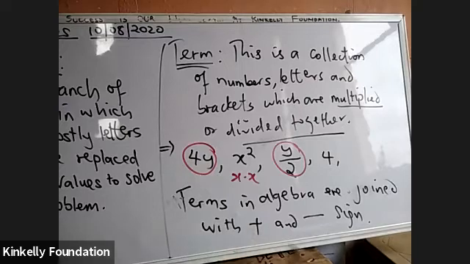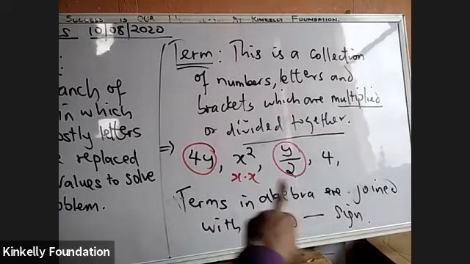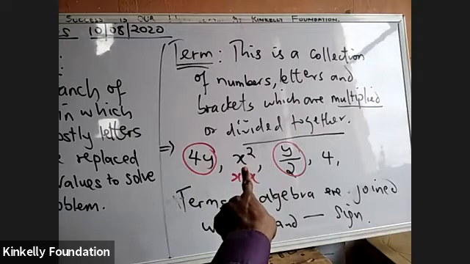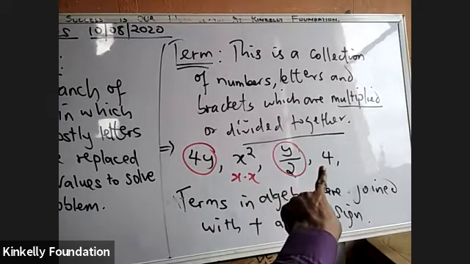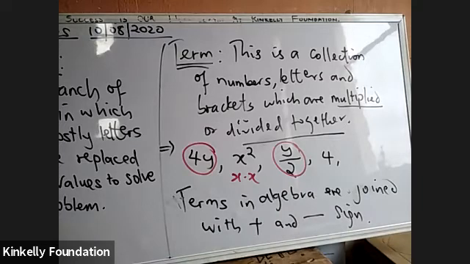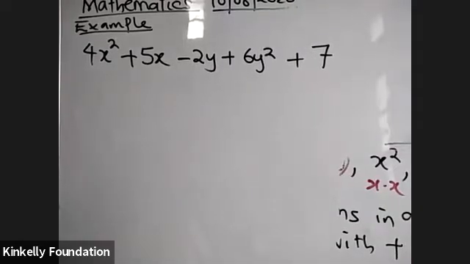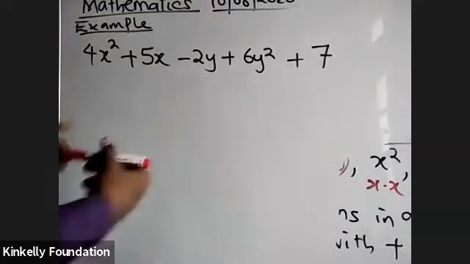Now, all these things given here are examples of terms. This is a term, this is a term, this is a term, this one is also a term. Terms in algebra are joined with the plus and minus sign. Once you see a plus or minus sign in between terms, you know that the expression has more than one term. This is an example of an algebraic expression.